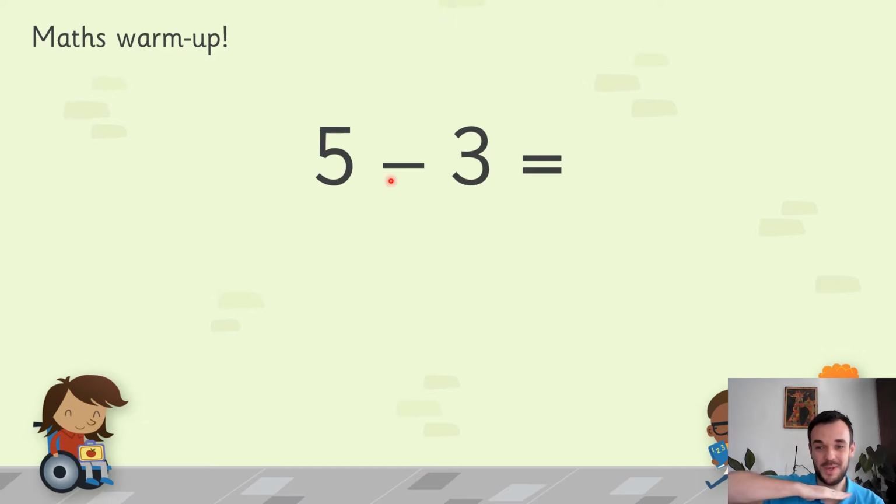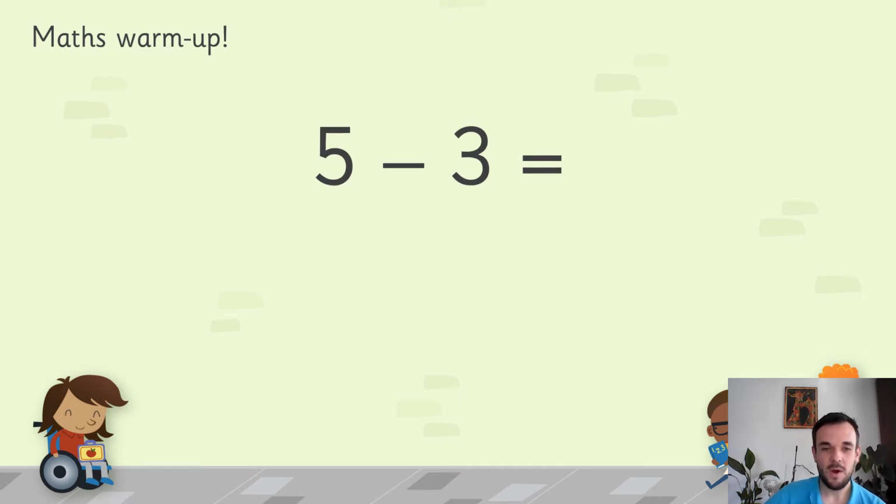Oh, it looks like we're doing taking away today. So our number sentence says 5 take away 3 equals. Okay, pause the video and come back when you have an answer. Right, I can see that many of you have an answer. Some of you might have done it in your head, and some of you might have to write the answer down and show your working.